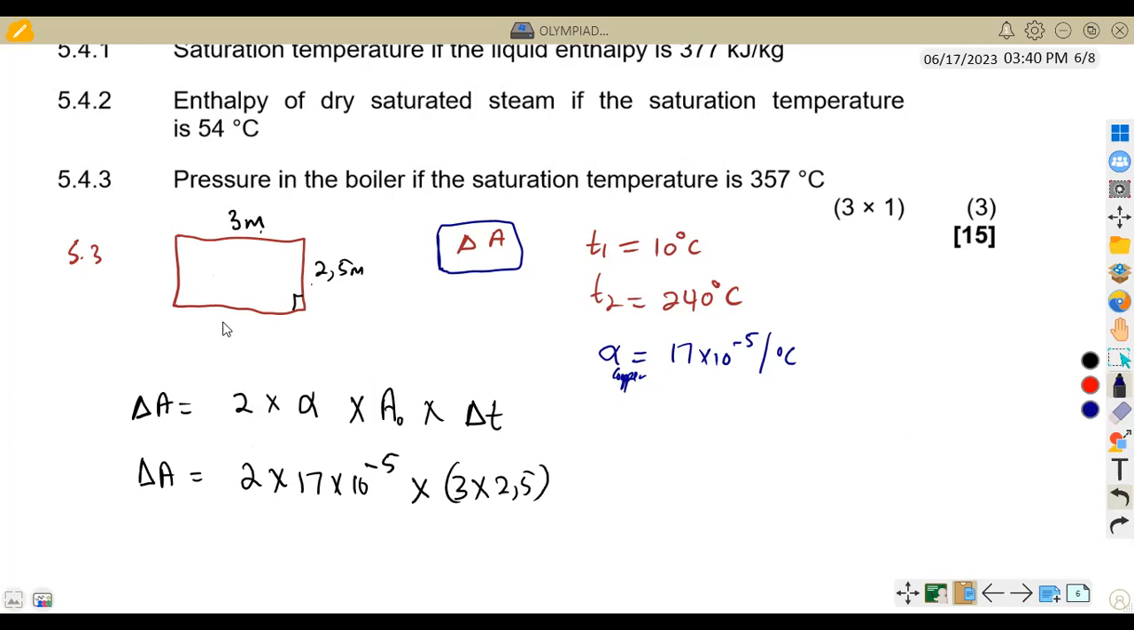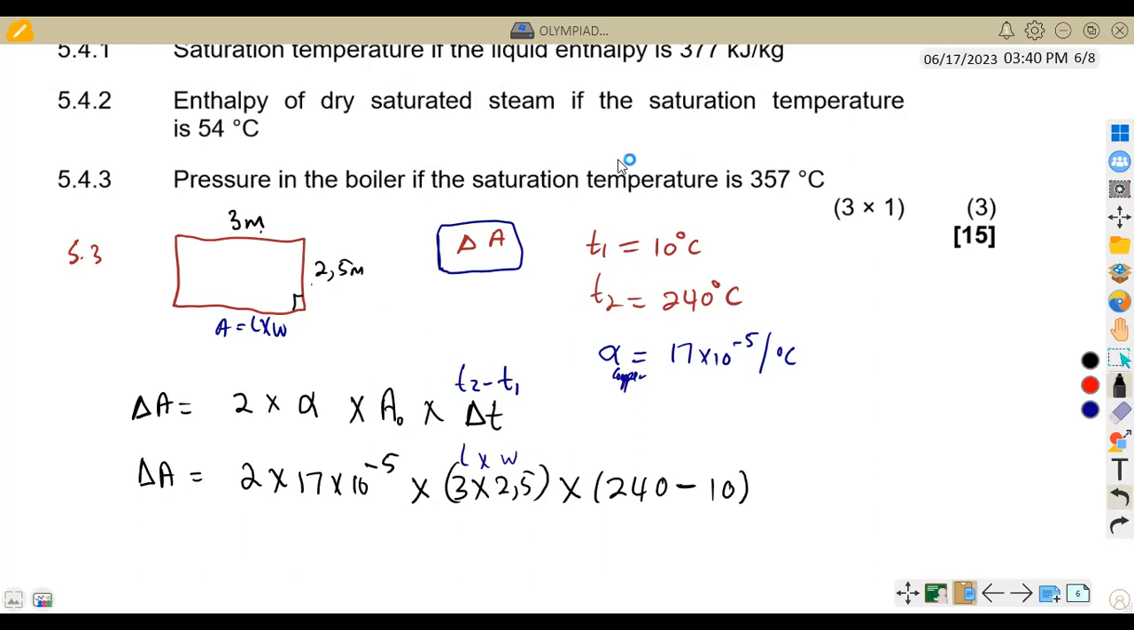So the area of a rectangle is given as length times width, or length times breadth. Then times the change in temperature. We saw that the formula is T2 minus T1, so we are going to subtract T1, which is 10, from T2, which is 240. This is how we are supposed to have our information.